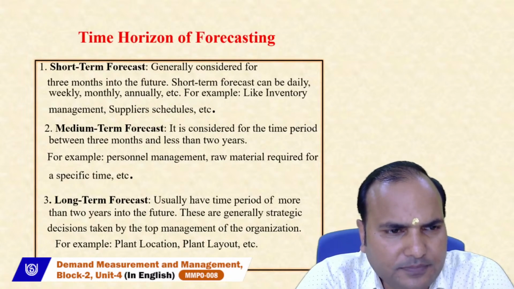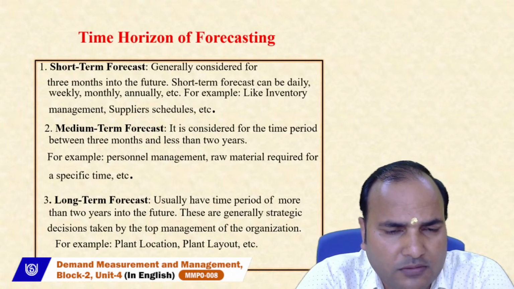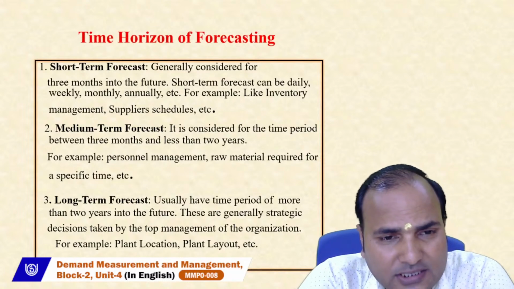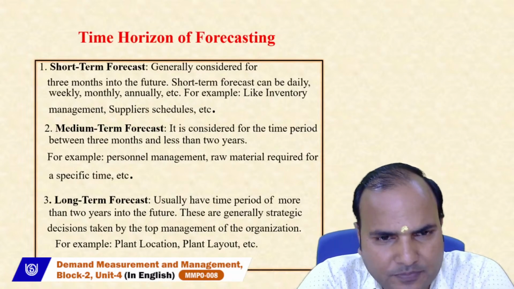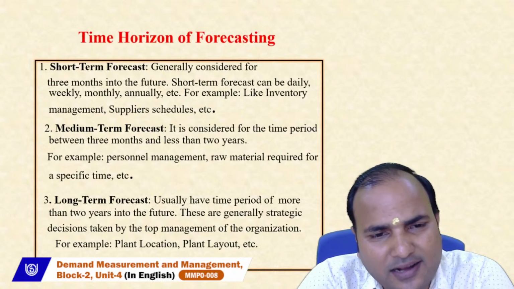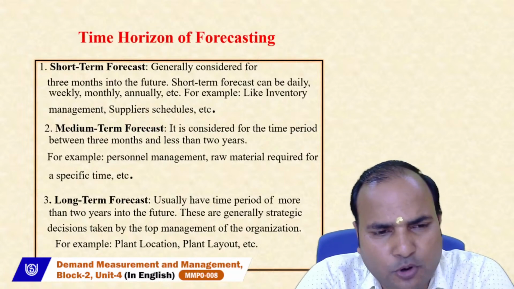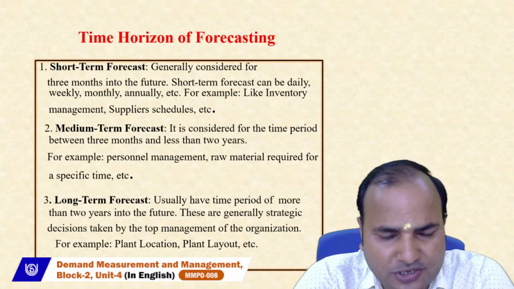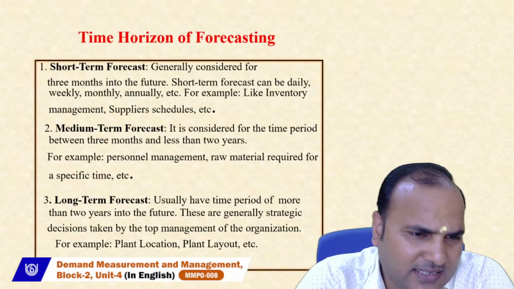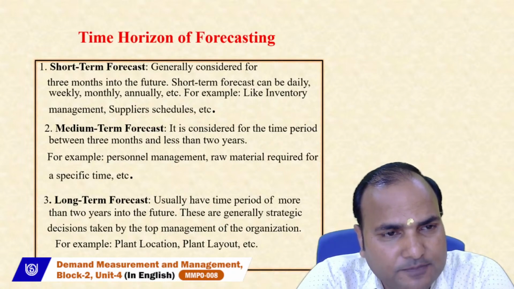But what is the mid-term or medium-term forecast? It is considered for the time period between 3 months and less than 2 years. As I told, the range is from 3 months to less than 2 years. For example, what comes under this medium-term forecast? Your personnel management, raw material required for a specific time. These come under the medium-term forecast.